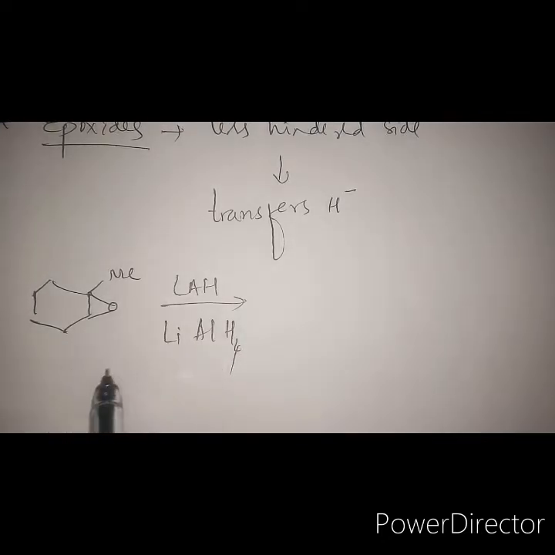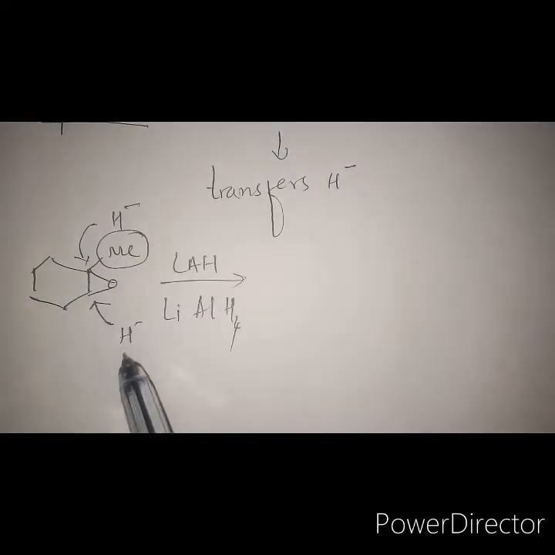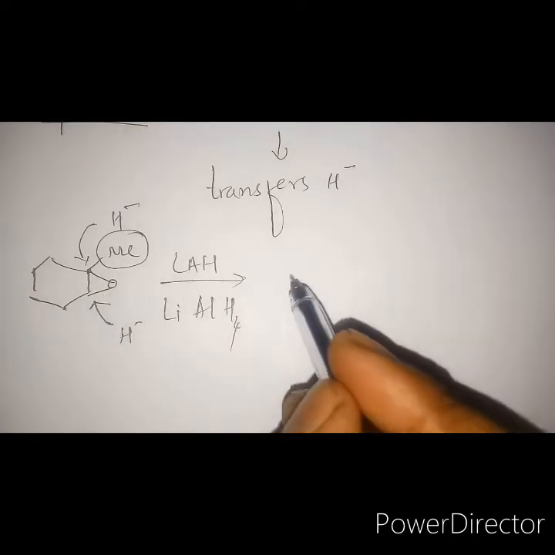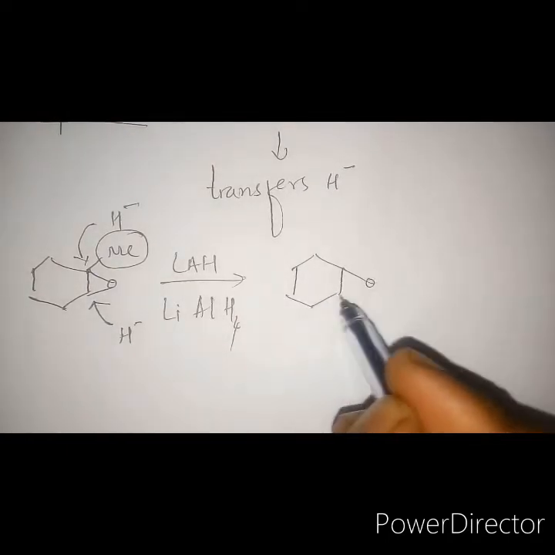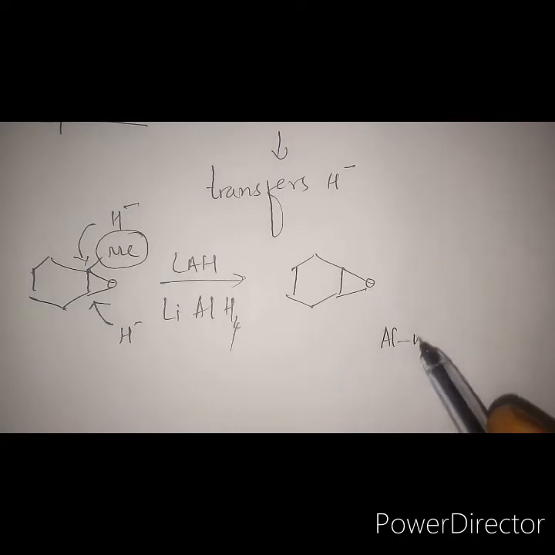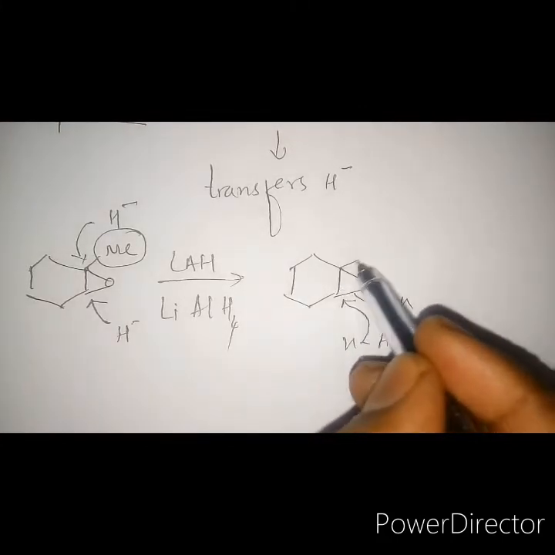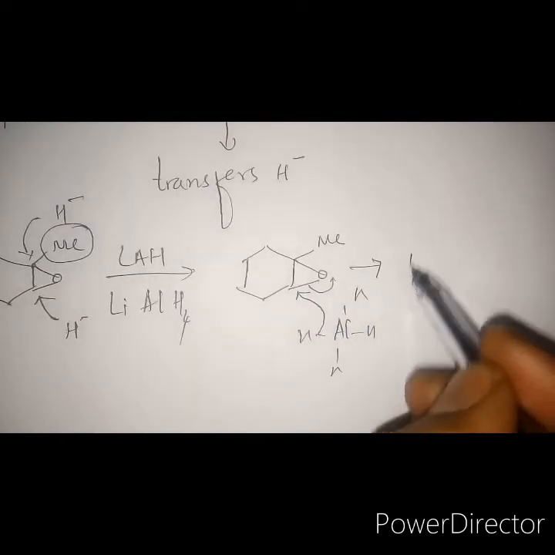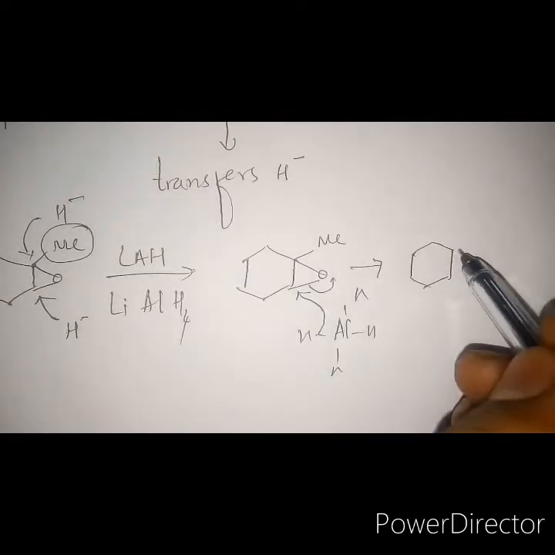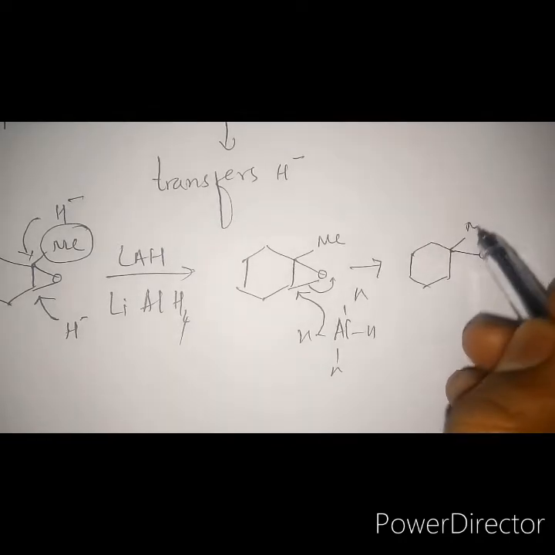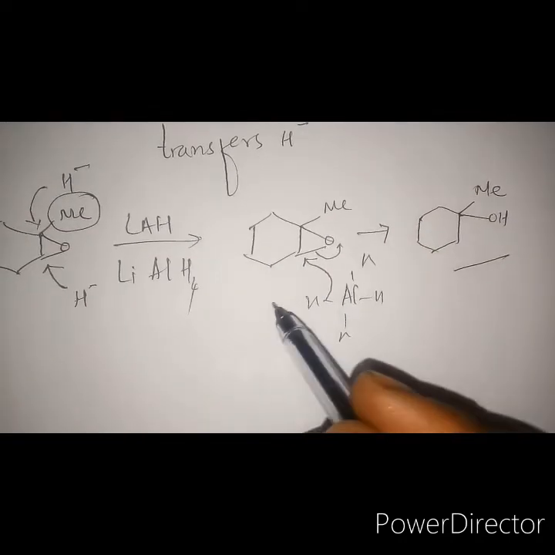Okay, it actually transfers the H minus. So either it can transfer H minus here or through here, but because of the methyl group, this side has more steric hindrance, so therefore H minus will be transferred here. We will get, so aluminum hydride, because of its bulky nature, transfers from the less hindered side. So this bond breaks down, we will get O minus. This is methyl. So this O minus will become OH by treating with water molecule. So this is the product.